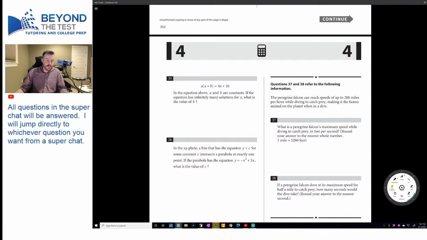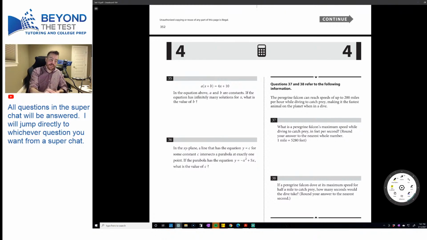35 says in the equation above, a and b are constants. If the equation has infinitely many solutions for x, then what is the value of b? Okay, let's talk about what it means to have infinitely many solutions. Earlier today, I think we talked about no solution, which meant our lines never intersected. But if we have infinitely many solutions, that means our lines are always intersecting. They have to be the exact same line. They have the same slope, and they're going to have the same y-intercept here.